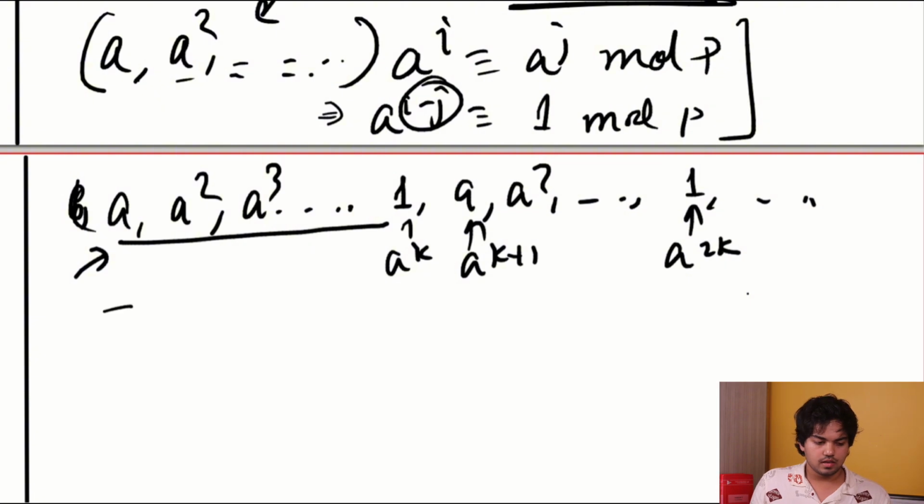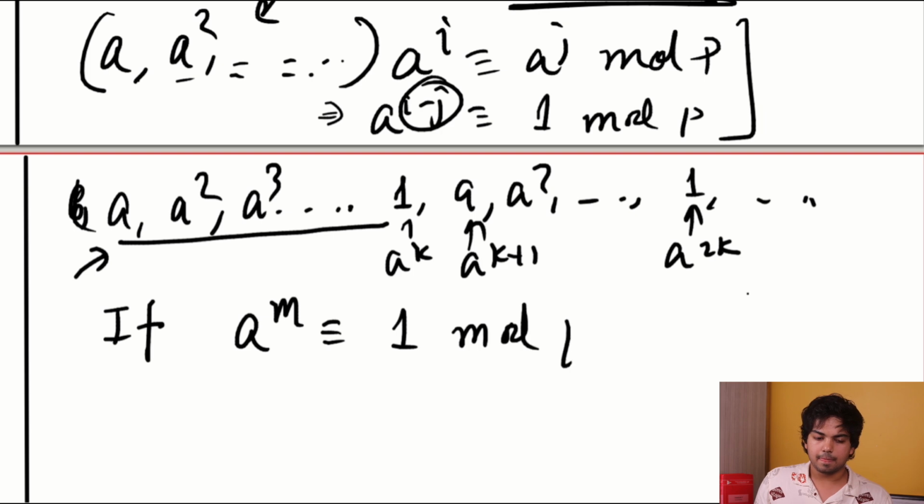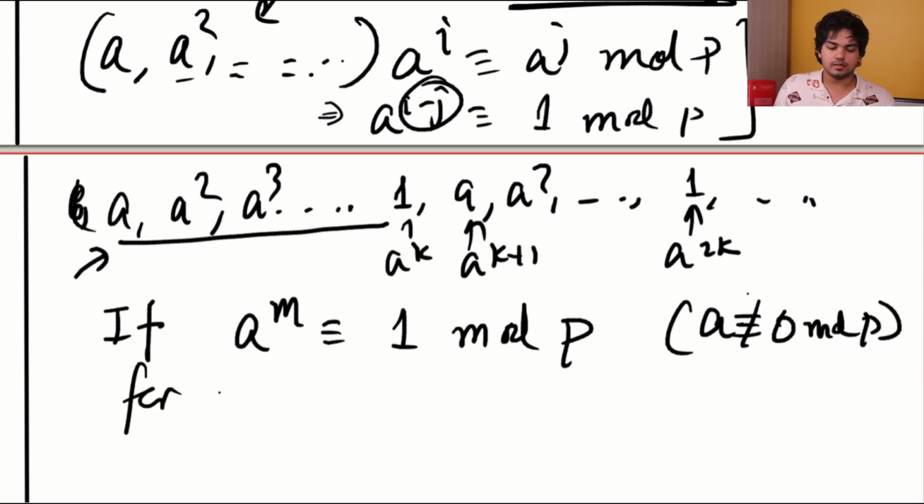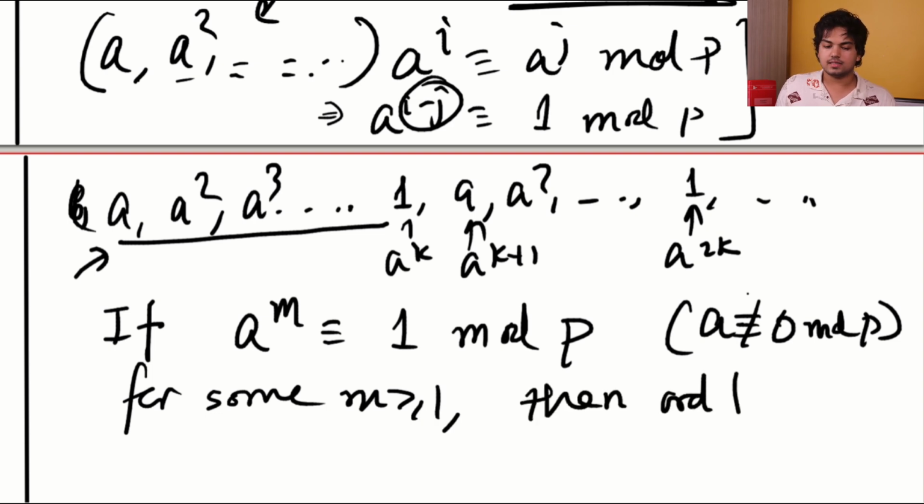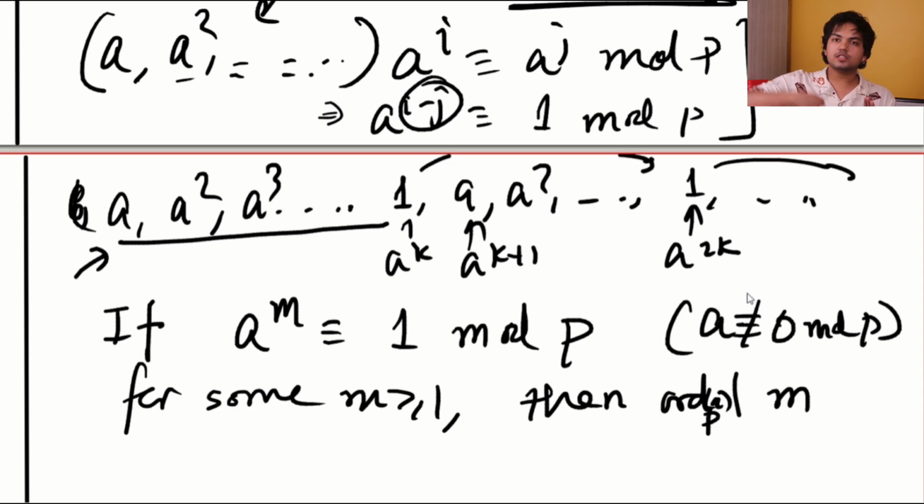If a to the m is congruent to 1 mod p, where it's implied that a is not congruent to 0 mod p, for some positive integer m, then the order divides m. The order of a mod p divides m. In some ways, wherever 1 shows up, it will only show up in jumps of the order in this sort of infinite sequence. Hopefully you get my point here. 1 only shows up in jumps of the order.